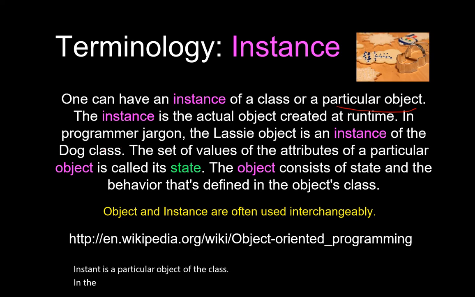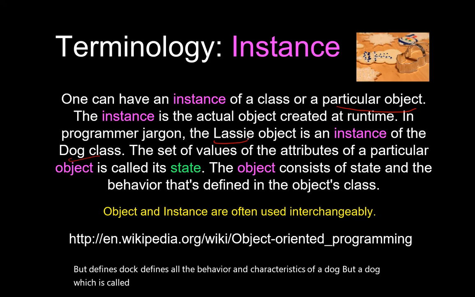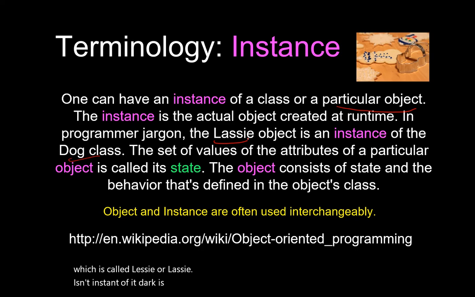In the analogy of the dog, the class of dog is what defines all the behavior and characteristics of a dog. But a dog which is called Lassie is an instance of a dog, a real dog. So in this case, it is the instance of the class of dog. So that's how we differentiate between class and instance.